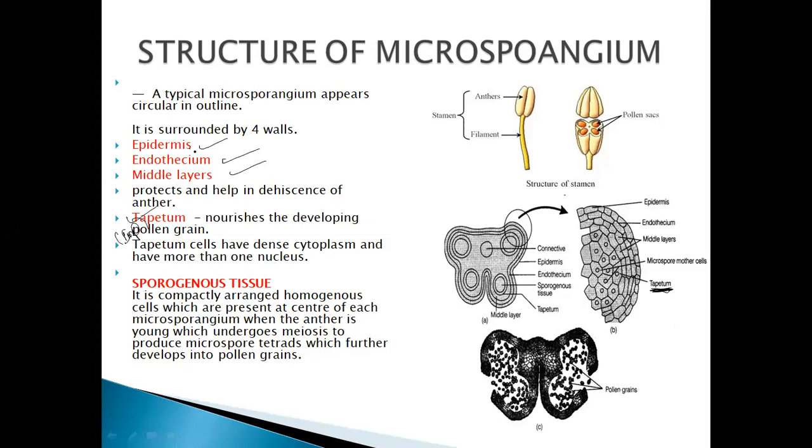What are the functions of these three layers? That will be asked, and you have to explain it also. It protects and helps in the dehiscence of the anther, that is the opening of the anther. Whereas tapetum nourishes the developing pollen grain, and tapetum cells have dense cytoplasm. What it has? It has dense cytoplasm, and it is multinucleated.